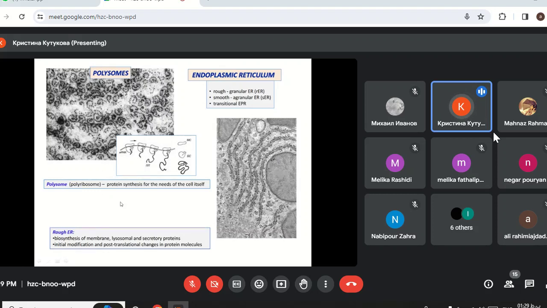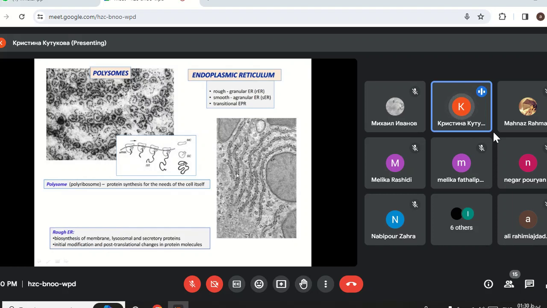Their function is to produce proteins for the needs of the cell itself. And such proteins produced by free polysomes stay inside the cytoplasm of the cell. So such proteins can be, for example, the proteins of which elements of cytoskeleton compose of. For example, the tubulin proteins, which make the microtubules, elements of cytoskeleton. So these are produced by polysomes.